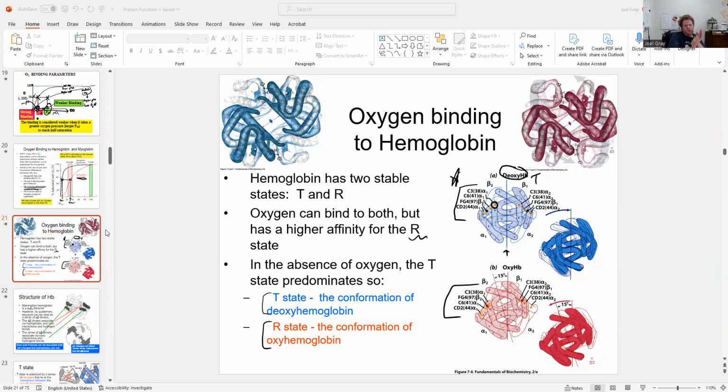So this change is very minor. These changes are minor, but there's an aggregation that reaches a fever pitch where this protein that didn't bind oxygen now has a very high affinity for oxygen. But we're going to get more into these different states, the T state and the R state, in a little while.